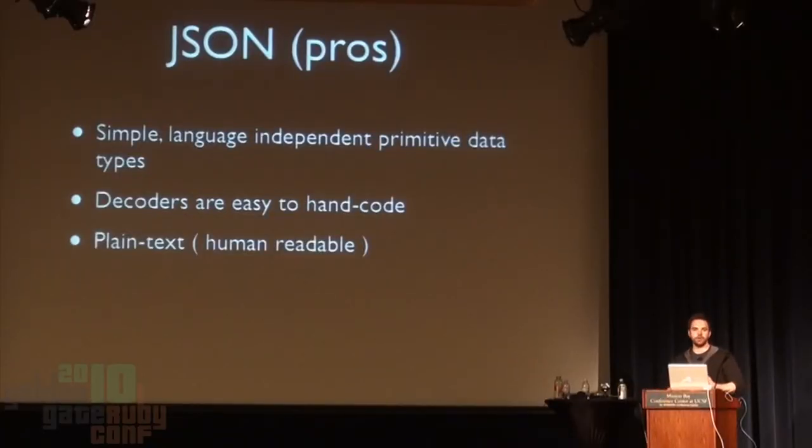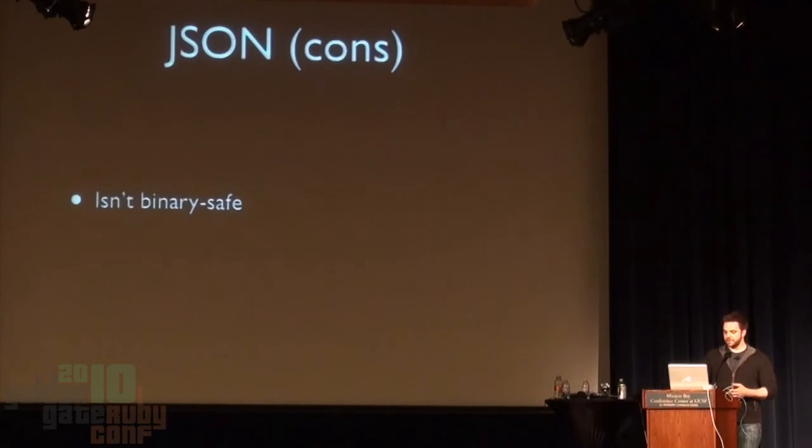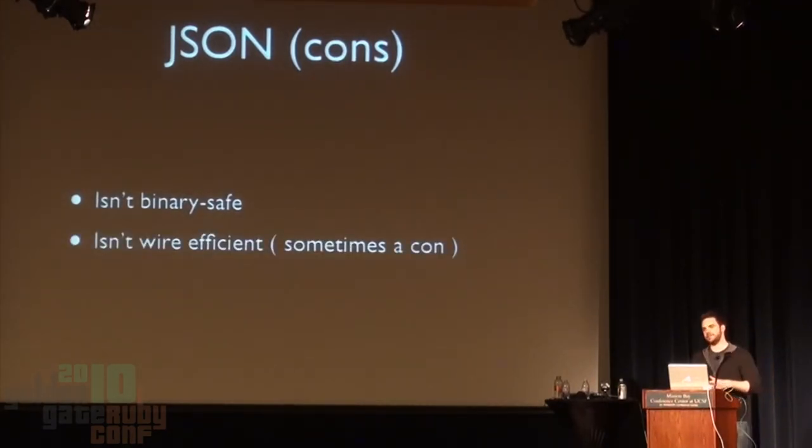Plain text, it's human readable. I can introspect to take a look at it and go, oh, there's your problem right there, and fix it, right? Not so easy in things like SOAP or CORBA. And every language already has a decoder for this built in, or a very nice library that everyone already uses. So the cons of it were it isn't binary safe, and it isn't wire efficient, if that's really a problem for you. Most of us, it's not a problem. It doesn't really make any sense to worry about packing it down as tight as possible.